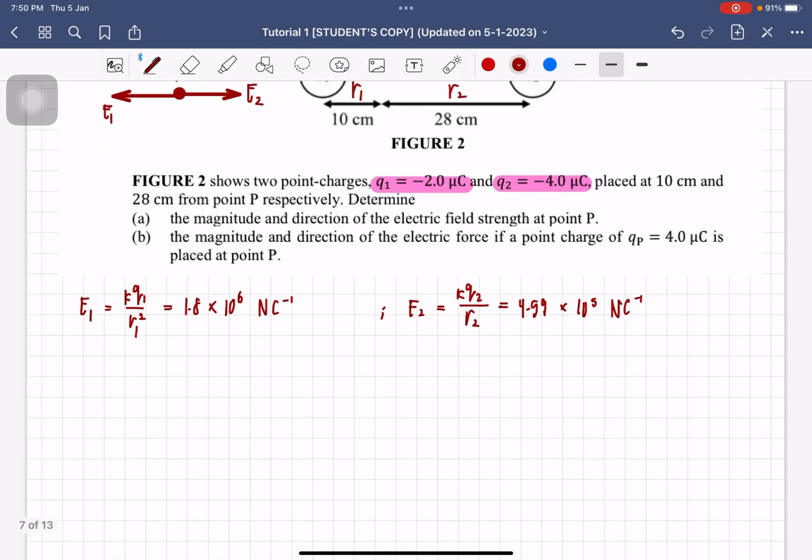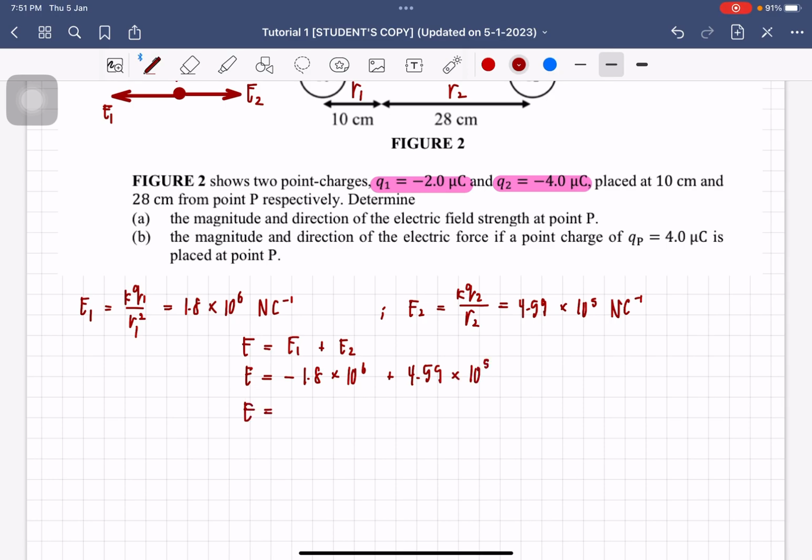Okay, this is very straightforward since this is only one dimension. So this is just E1 plus E2. You just have to consider the direction. If it goes left it is negative, if it goes right it is positive. So E1 is negative 1.8 times 10 to the power of 6. E2 is pointing to the right, so it's positive 4.59 times 10 to the power of 5.